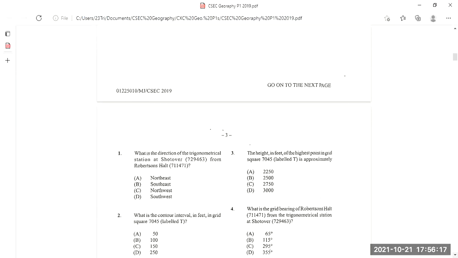And then we have Robertson's Halt at 71, 1, 47, 1. You've done grid references already, Alex?